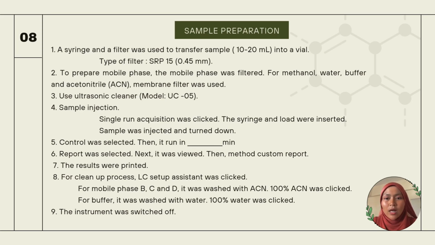Step number 4, sample injection. Single run acquisition was clicked. The syringe and load were inserted. The sample was injected and turned down. Step 5, control was selected. Then it ran in minutes. Step number 6, report was selected. Next it was viewed. Then choose method custom report. Number 7, the results were printed.